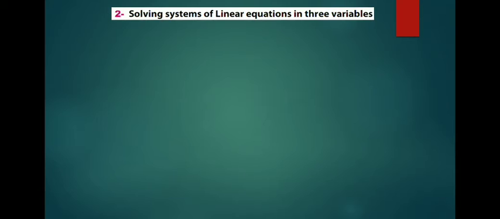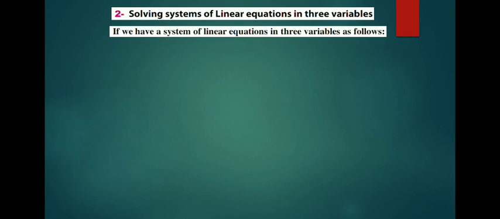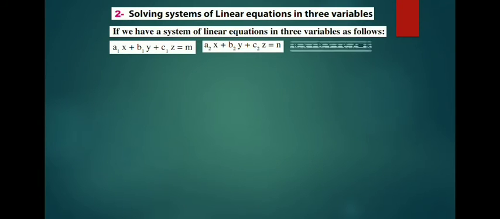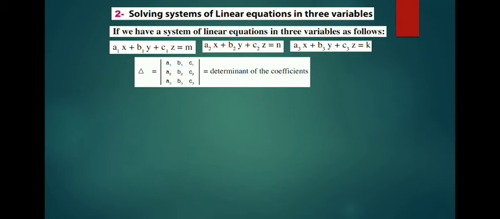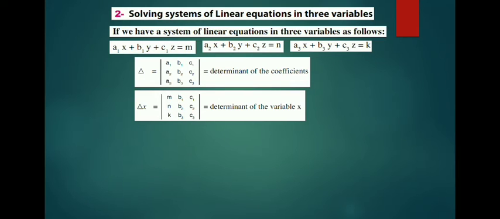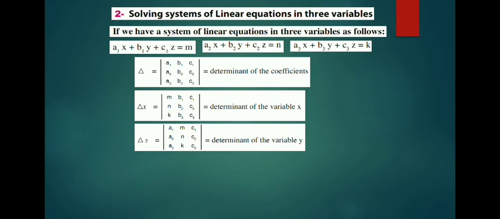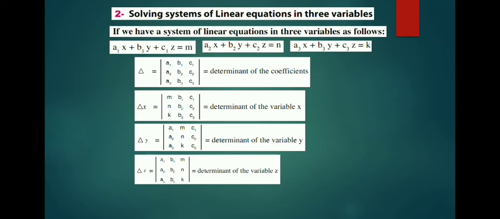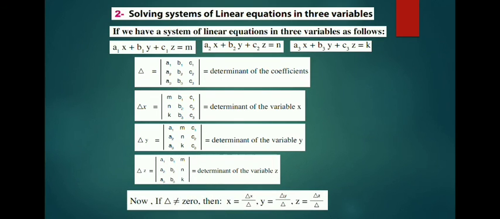Second case, solving a system of linear equations in 3 variables. If we have a system of linear equations in 3 variables as follows. Now we have 3 variables, so we will find the value of 4 determinants, which are delta, the determinant of the coefficients, and delta x, the determinant of the variable x, delta y, and delta z. Then find the value of x, y, and z.